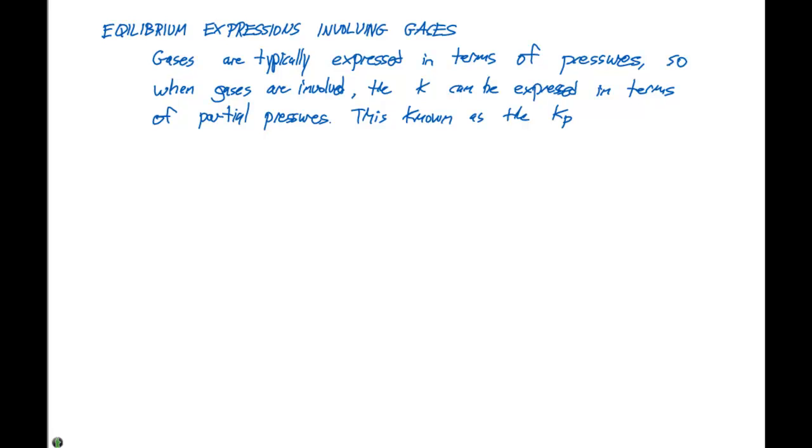So if we have a particular equilibrium expression that is 2NO gas plus Cl2 gas in equilibrium with 2NOCl gas, we can write a Kc expression for this to be the concentration of the products, which is NOCl, that quantity squared, divided by the concentration of the reactants, which would be NO squared, times the concentration of Cl2.